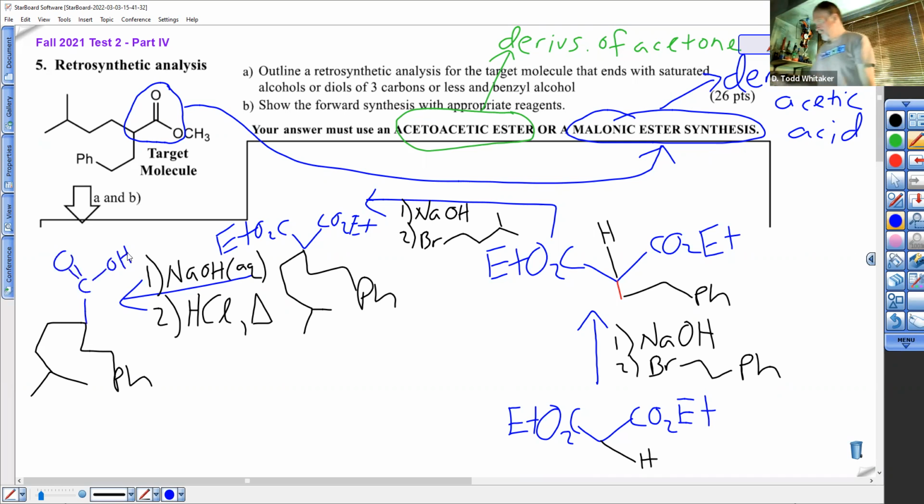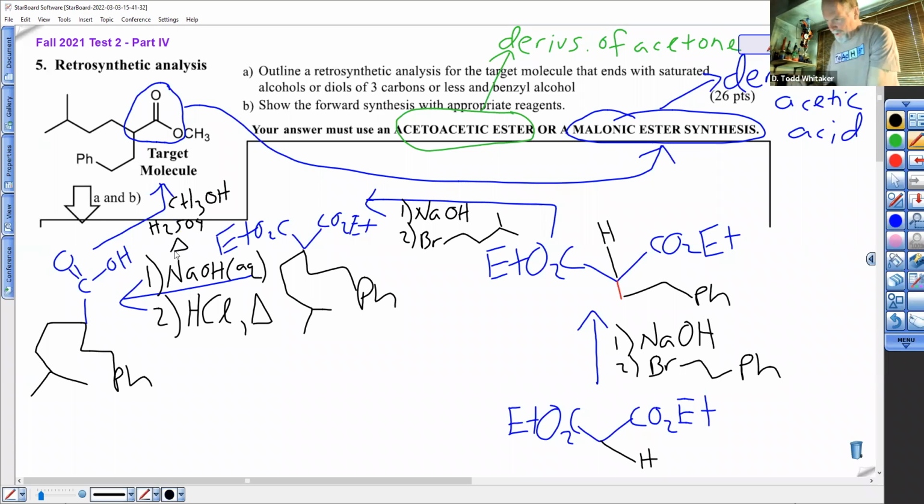We need to do an esterification. Now, I don't know how I feel about this. If you use diazomethane, you're typically not obeying your guidelines, unless you know how to make diazomethane, which I never taught you, and it's actually not very easy. I would use the old Fischer esterification just to be safe. CH3OH, H2SO4, and heat.